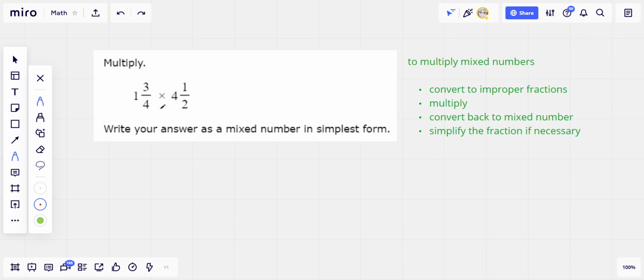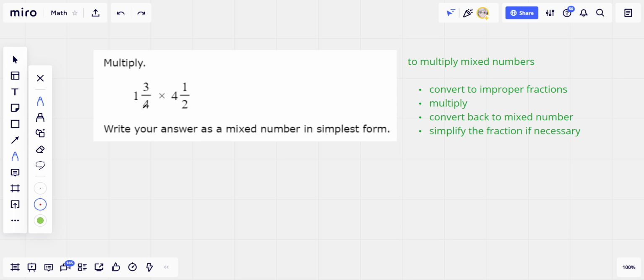Then we need to multiply the fractions. We've done that before. And then at the end, since they gave you a mixed number, you should probably convert it back to a mixed number and then make sure it's as simple as it can be. So quite a few steps, but if we take it one step at a time, it shouldn't be too bad. First, let's convert these mixed numbers to improper fractions. So that's a fraction that has a bigger number on the top than on the bottom.